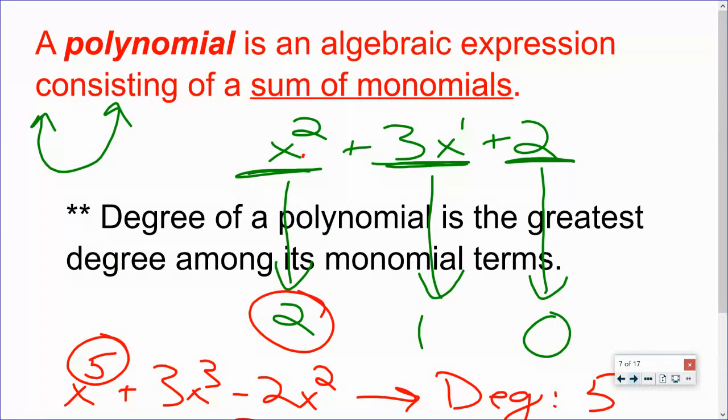Now, when we start putting together a polynomial, it's an algebraic expression consisting of the sum of monomials. So we have 3 monomials here. This is in standard form, meaning it goes from the highest exponent down to no exponent. Now, the degree of a polynomial is the greatest degree among the monomial terms. As I look at this one, this has degree 2, this has degree 1, and this doesn't have anything, so it's degree 0. The degree of this polynomial ends up being 2 because that's the greatest exponent.